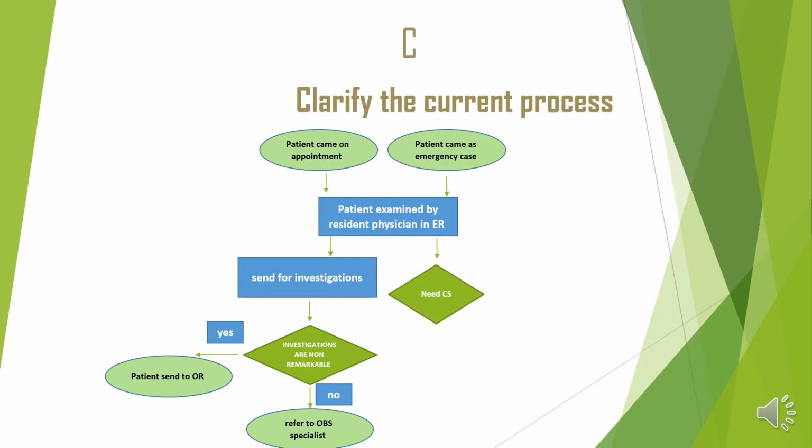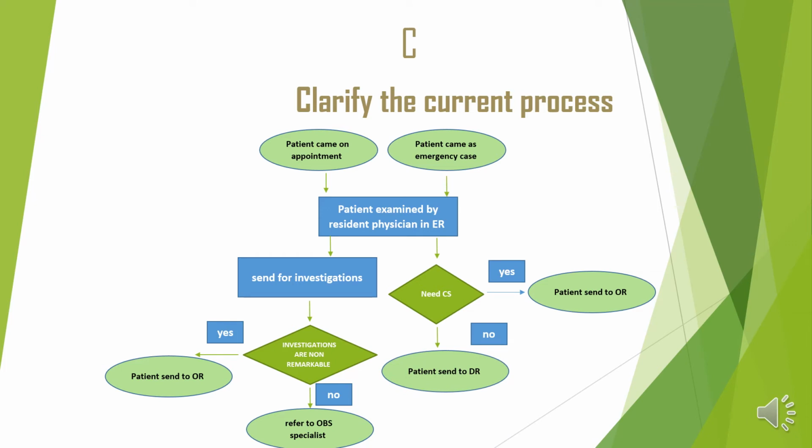But if the patient came to ER in delivery, or she needs cesarean section, the resident will estimate if she needs a cesarean or not. If she needs cesarean, he will send her to the OR. If she doesn't need, he will send her to DR. So this is verifying the current process through making a chart. Again, make sure that this project we invented, we created, it's not a real one. It's a role model. It's an example that you can train yourself upon it. So this is our flow chart here.